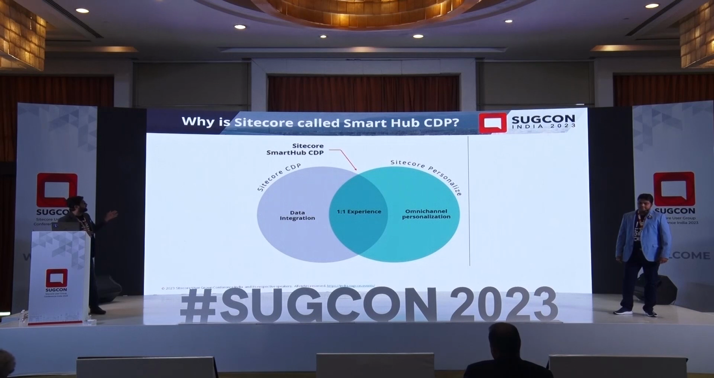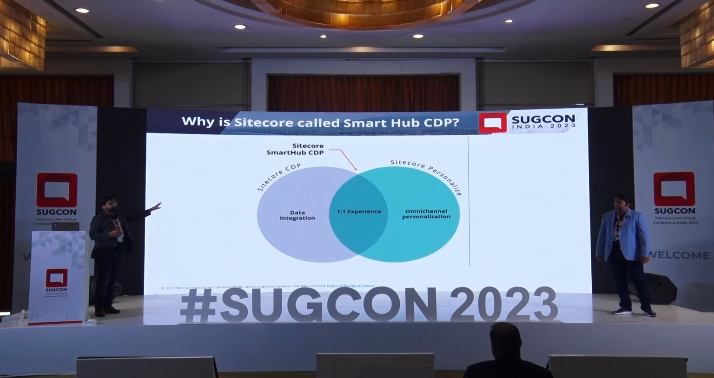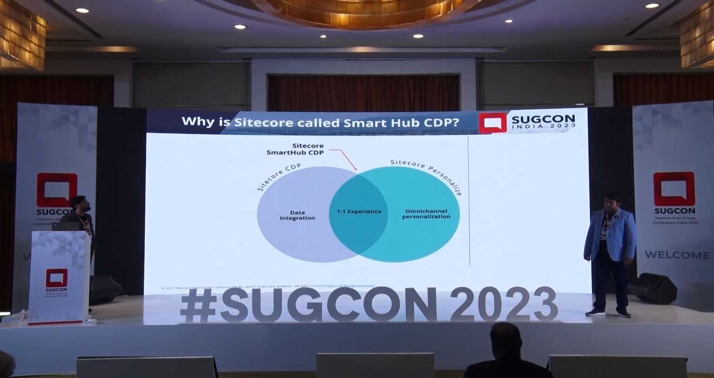I would recommend using Smart Hub CDP whenever you are going for an enterprise platform. Then this is the product to go ahead with. But if you are not moving up to any enterprise solution, then you can opt for either CDP or Personalize. But Smart Hub CDP will provide you both the features, and it is the product to go with when we are looking for an enterprise platform.